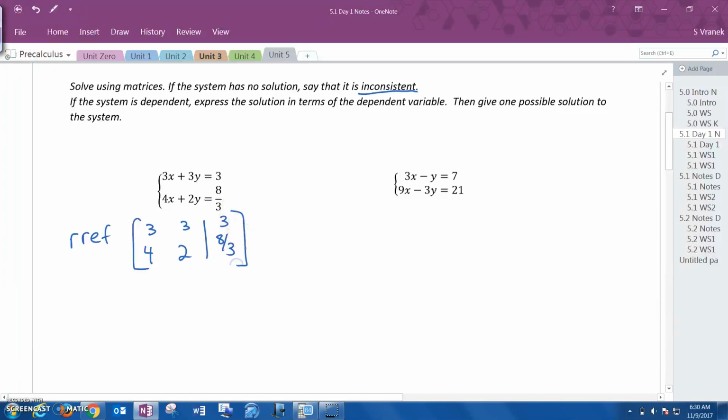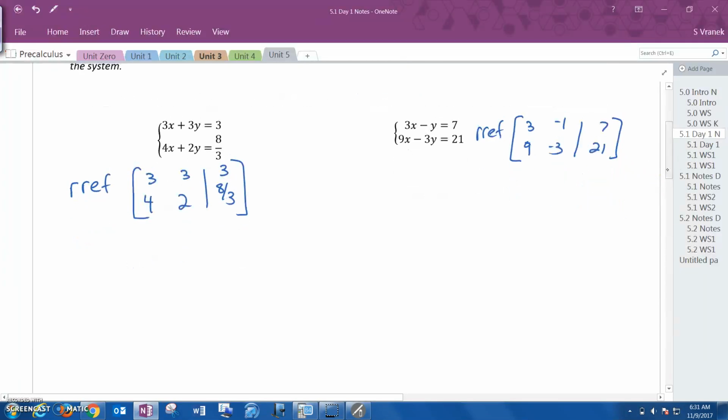Okay? Now, I'm going to set all these up real quick for you. So all of these are going to kind of follow the same pattern. We're going to RREF, and then we put these numbers down. 3, -1, 9, -3. So in order for this to work, you need it to be in the correct order. So if it's mixed up, you have to move things around, and then make it work.